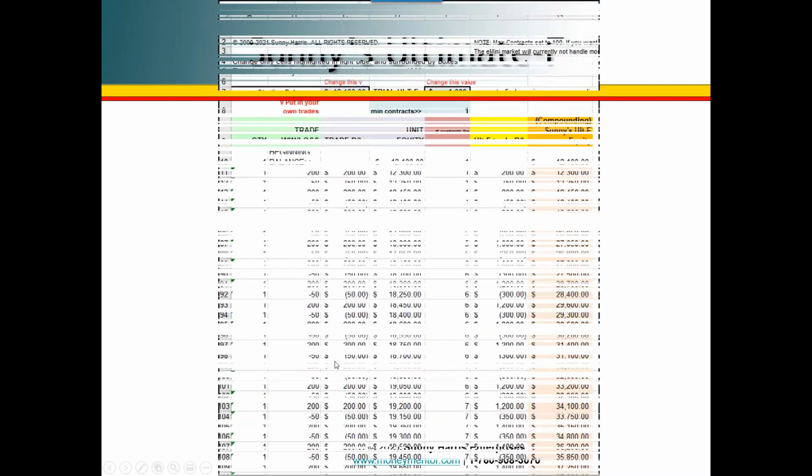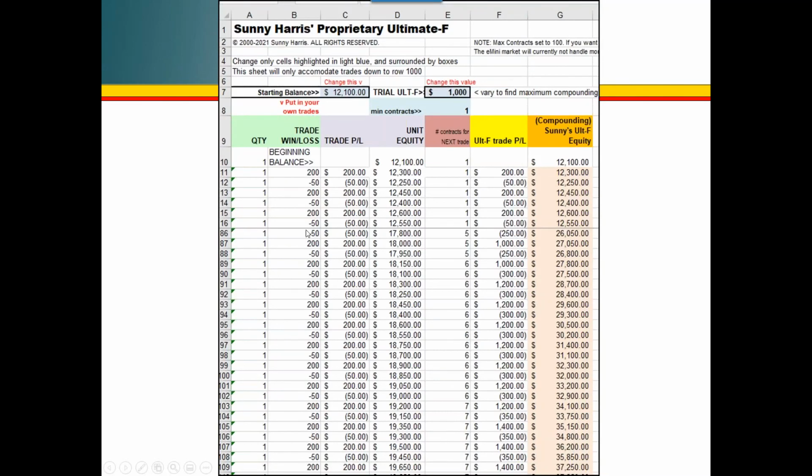And if we put it in my Ultimate F spreadsheet, you'll see here under unit equity, and that means trading 1, 1, 1, 1 all the time, never varying, just trading one contract. We go down the column, we get to 19,650. Okay, trading approximately 100 trades. Compounding it with my proprietary Ultimate F formula, you go from the same 12,000 down to 37,000. So instead of 19, we've almost doubled it and gone to 37,000 just by varying the number of contracts that we trade.